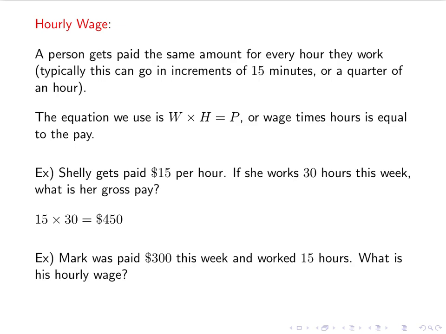Mark was paid $300 this week and worked 15 hours. What is his hourly wage? So here we know H, the number of hours he worked, and we know P, his pay, so we're going to solve for W. So 15 times W equals 300. We'll divide both sides by 15 and get W equals 300 divided by 15, which is $20 per hour.